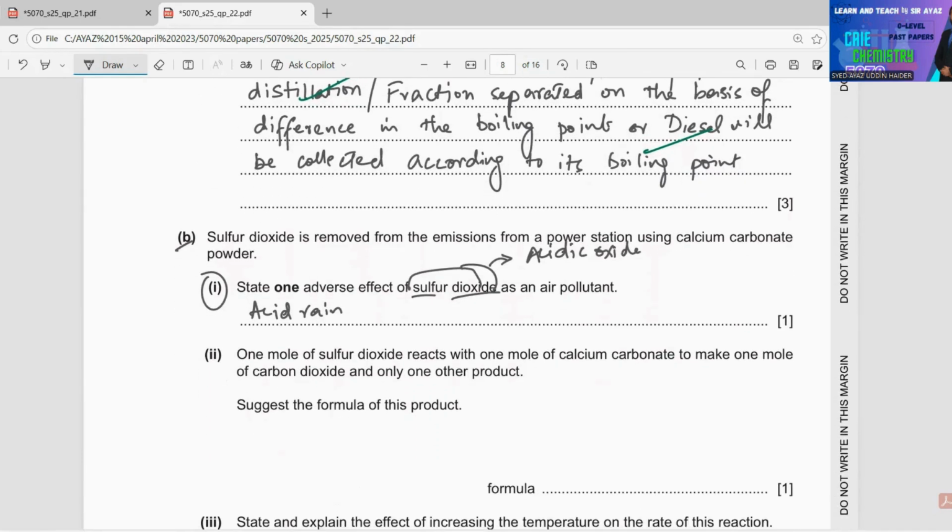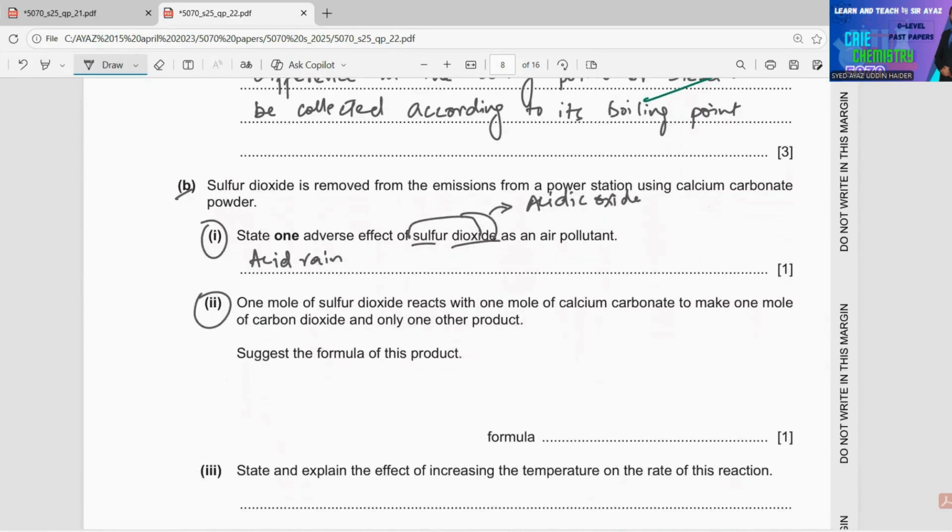Part 2. 1 mole of sulfur dioxide reacts with 1 mole of calcium carbonate to make 1 mole of carbon dioxide and only one other product. Suggest the formula of this product. So if I write the formula, we have sulfur dioxide, this is SO2, and calcium carbonate, you know the formula, it's very easy, CaCO3. And they have already mentioned they are reacting in 1:1 mole ratio. So the product is 1 mole of carbon dioxide and one other product.